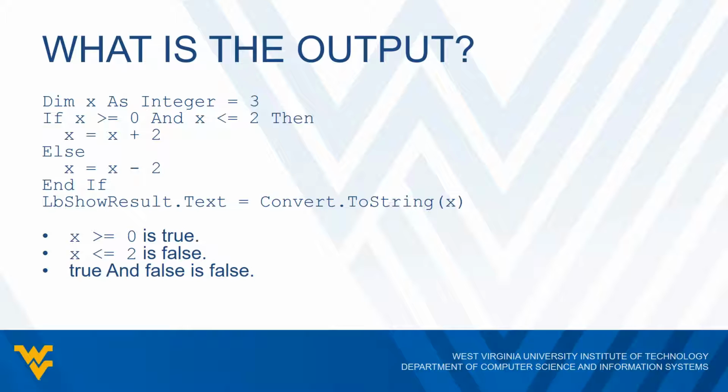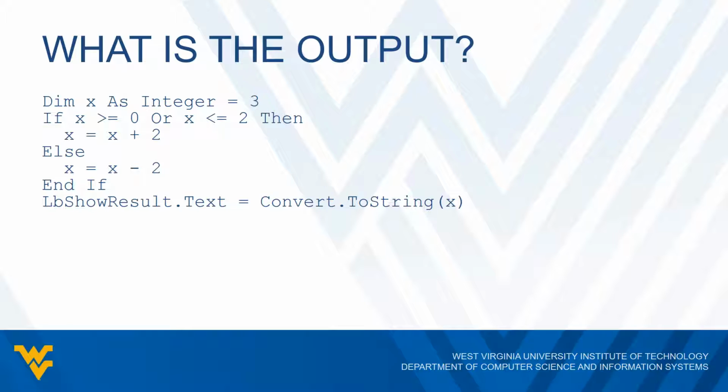Now we're going to go into the else portion of our if-then-else statement. And we're going to set x to x minus 2. X is 3, so 3 minus 2 is 1. So we store 1 into x. We convert that to a string. We put that in our label. So that means our output is going to be 1.